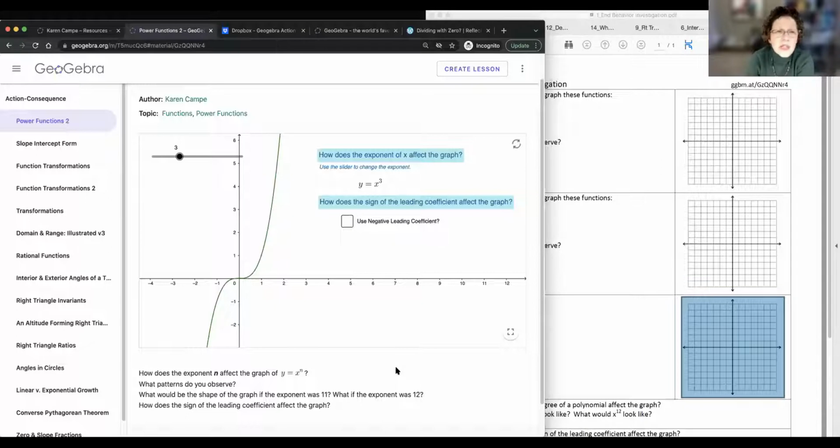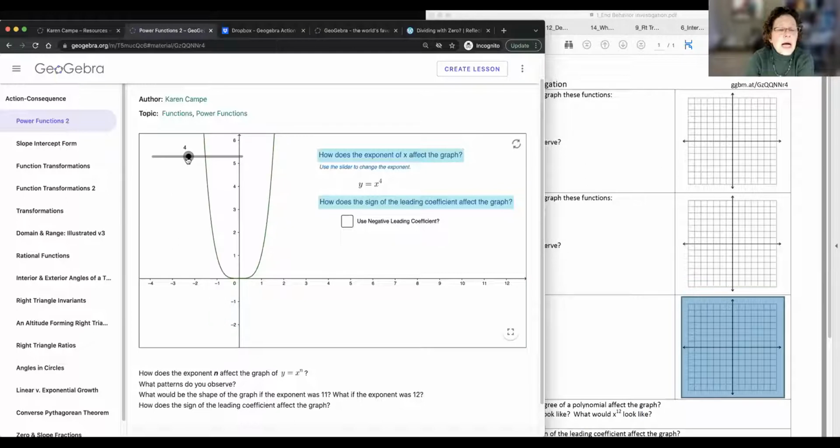So this activity is really just about end behavior. We grab the slider. What happens as the power on x goes from 3 to 4 to 5 to 6 to 7 to 8 to 9 to 10? And hopefully students are seeing the difference between U-shaped graphs and more S-shaped graphs. The questions are deliberately open-ended. What patterns do you observe? Asking them to think about what they see.